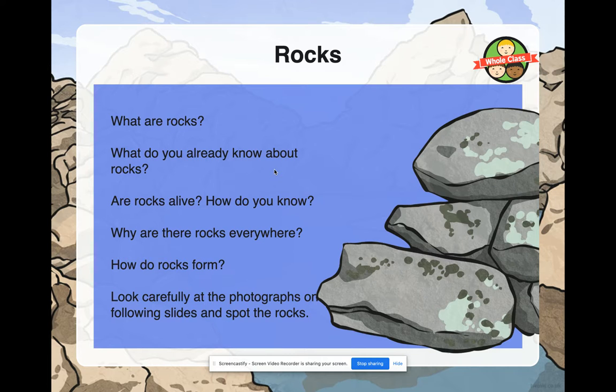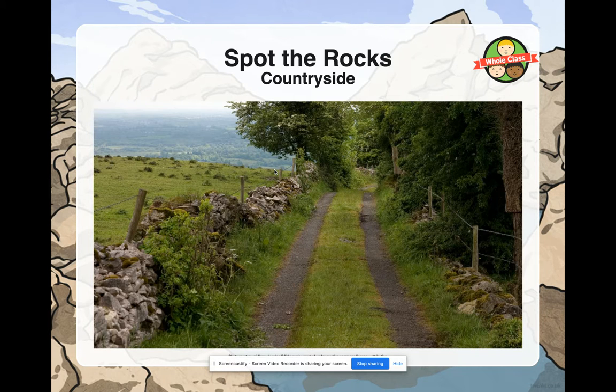So our first activity is that we're going to look carefully at the photographs in the following slides to see if you can spot and identify the rocks. This is going to be a two-part activity. So this is part one. Spot the rocks in this first slide, the country slide. Go ahead and write the answer in your notebook.